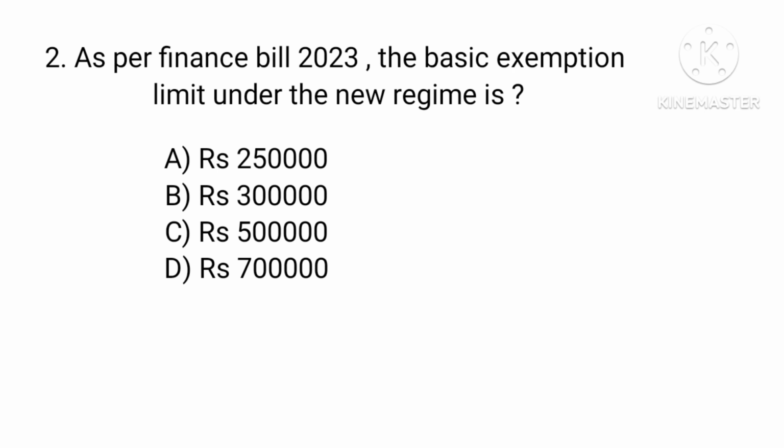Question. As per Finance Bill 2023, the basic exemption limit under the new regime is option A 2,50,000, option B 3 lakh, option C 5 lakh, option D 7 lakh. Answer. Option B 3 lakh.